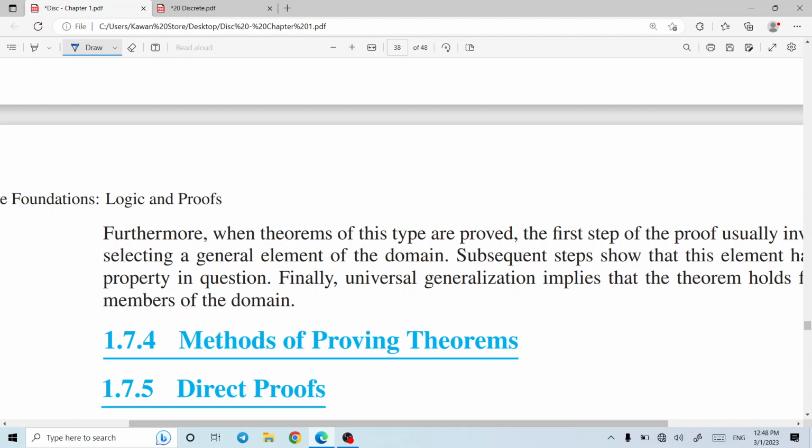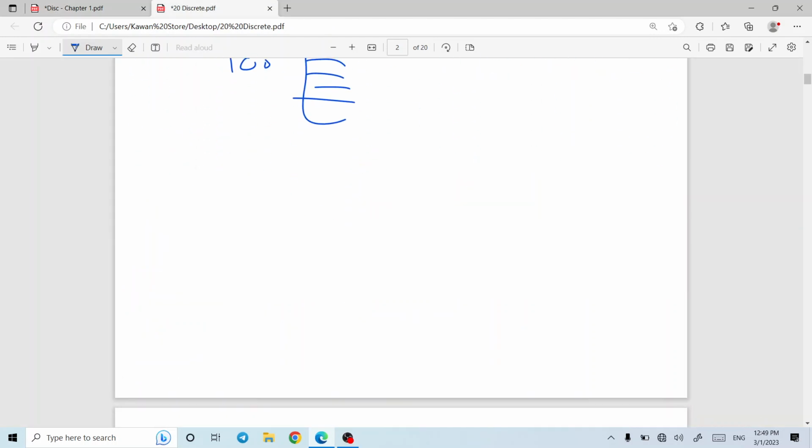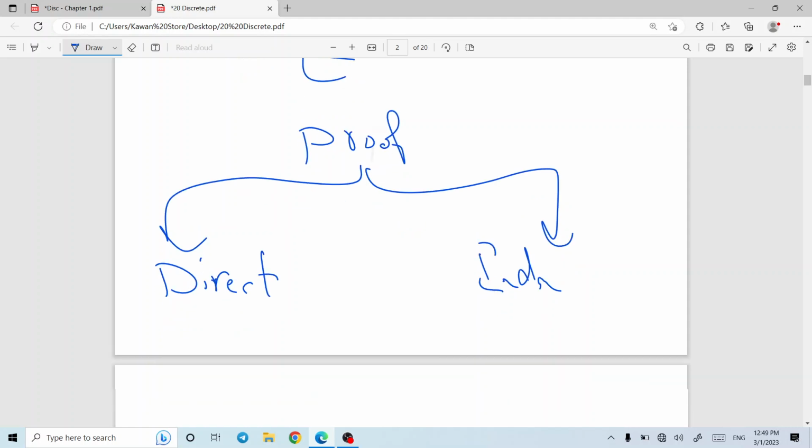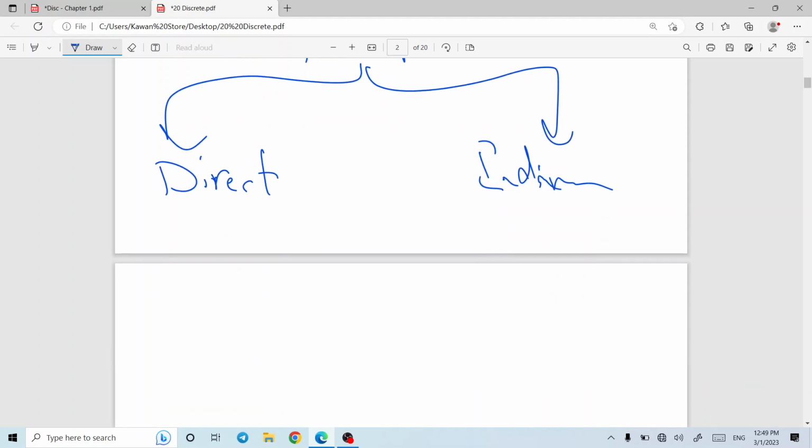We have a method. We have a direct method and an indirect method. Today I'm just going to cover direct for you. Okay, good. Now we have a proof. Look at your notes: two branches, direct and of course indirect. The direct method is like that: P then Q, without negation, just straight, P then Q.